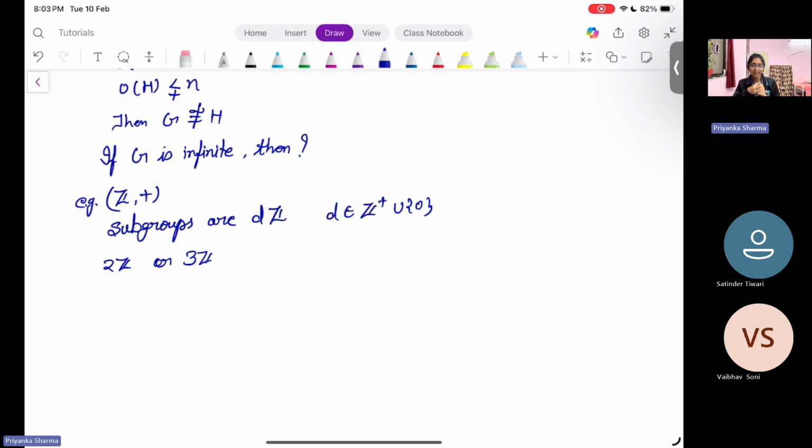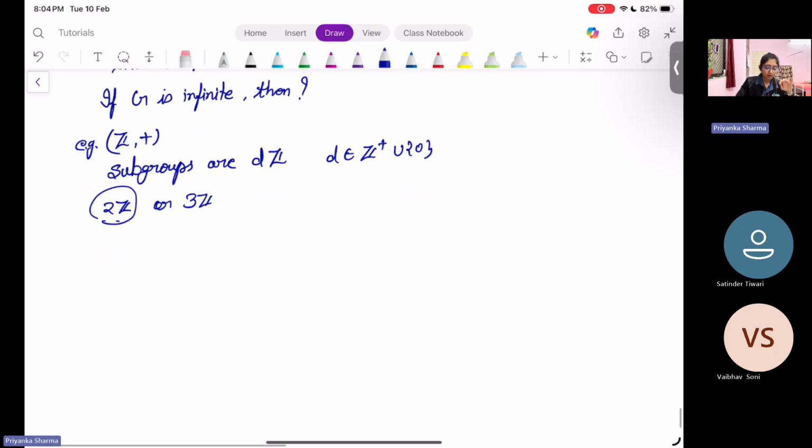So Z and dZ are isomorphic. But dZ is a proper subgroup of Z. In particular, if you take 2Z, it cannot have non-even integers. No odd integer can be there. In case of 3Z, no integer which is not a multiple of 3 can be there.